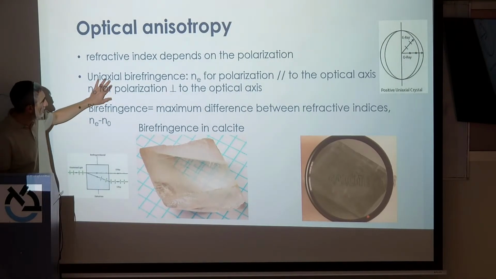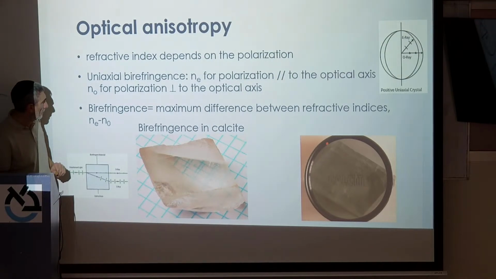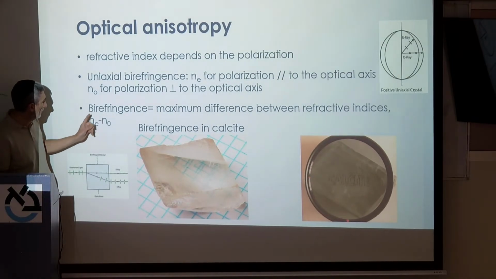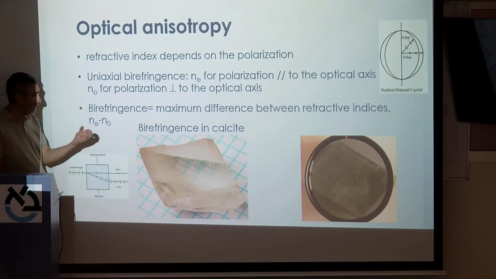You have the case of uniaxial birefringence. I won't go too much into detail. Depending on the orientation, you may have one direction with a large index of refraction and another direction with a lower index of refraction, and this gives you different behavior in terms of refraction, depending on the polarization. So let's say we have a scatterer made of this material.